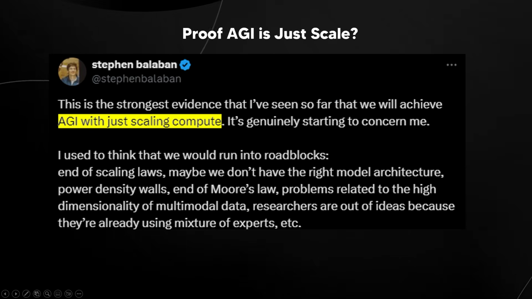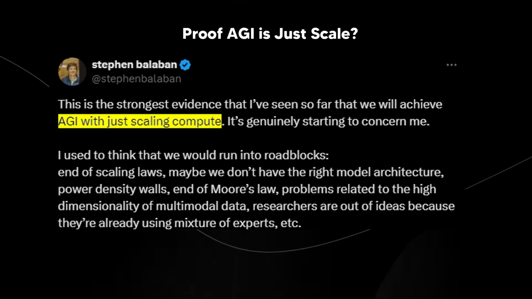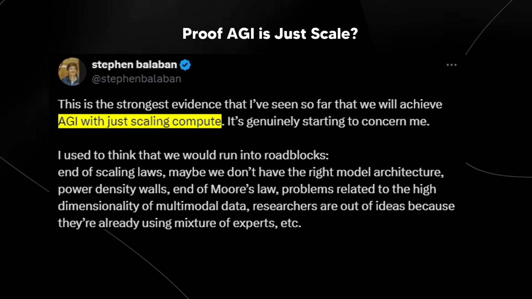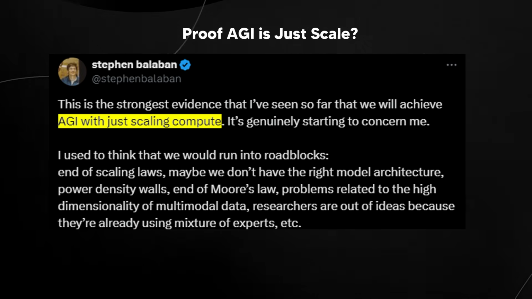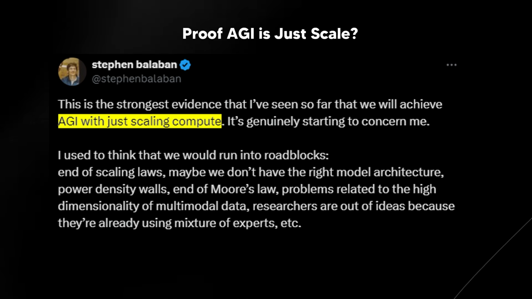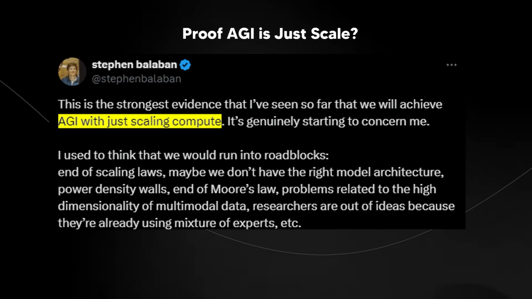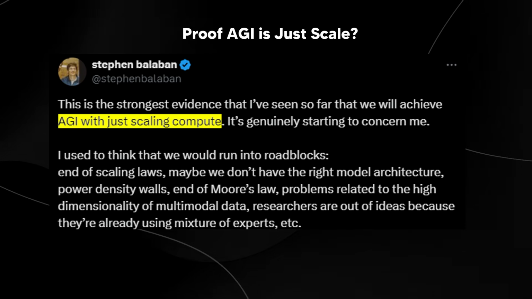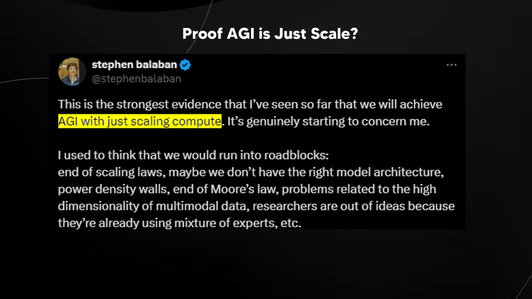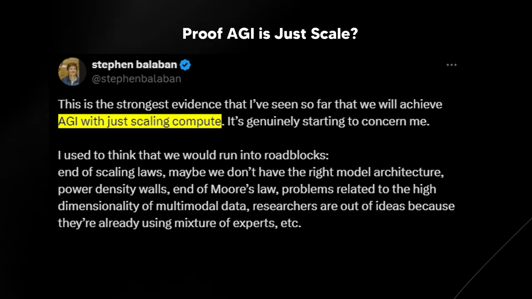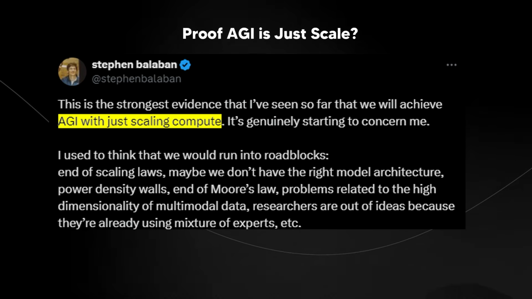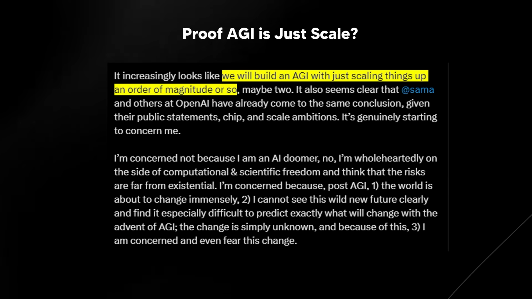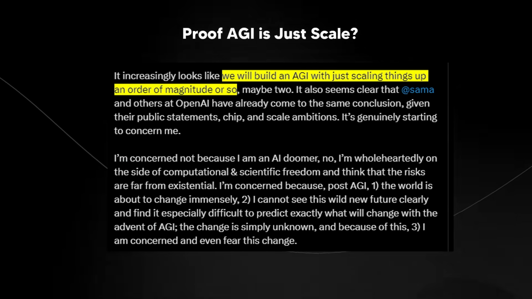In addition, there was also this tweet by someone, and essentially he stated that this is the strongest evidence he's seen so far that we will achieve AGI with just scaling compute, and it's genuinely starting to concern him. I used to think that we would run into roadblocks: the end of scaling laws, maybe we don't have the right model architecture, power density walls, the end of Moore's law, problems related to the dimensionality of multimodal data, and of course researchers being out of ideas because they're already using a mixture of experts and other problems. However, he's stating that it increasingly looks like we will build an AGI with just scaling things up an order of magnitude or so, and maybe just 2.